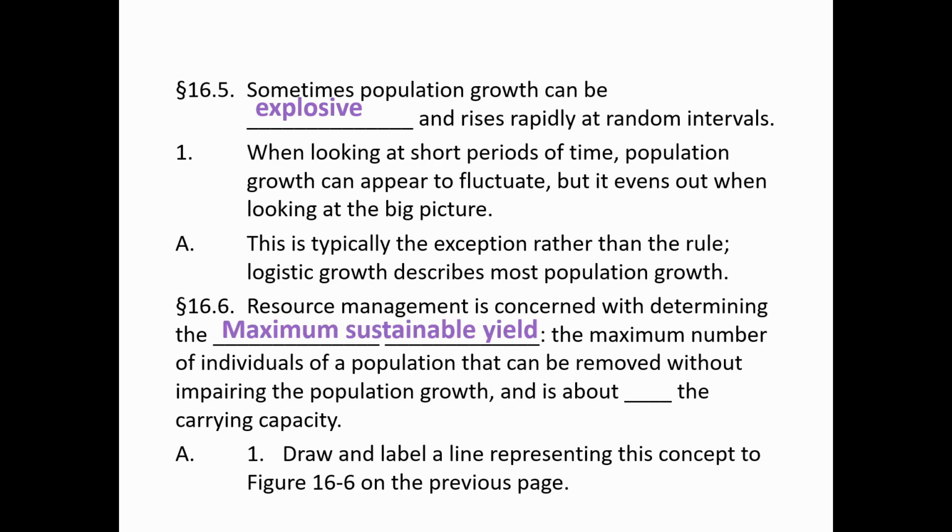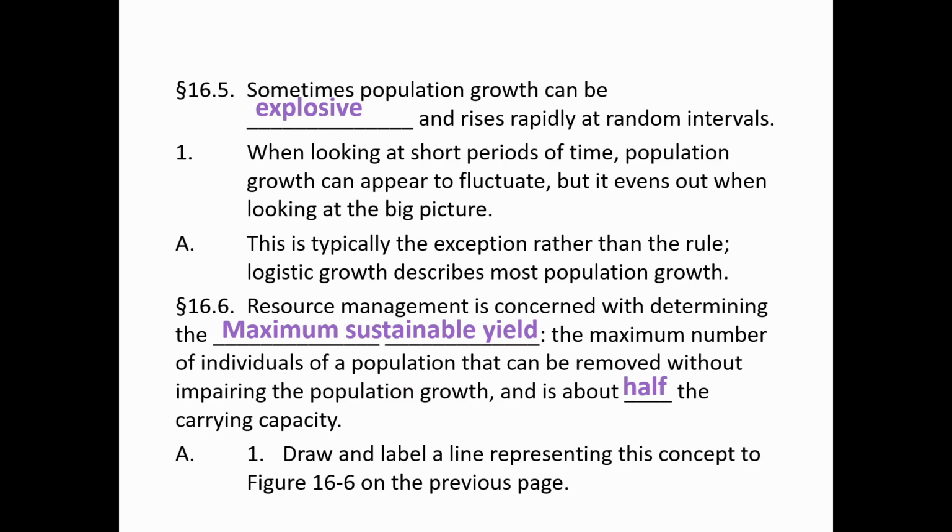Now, when it comes to resource management, there's a major concern with determining the maximum sustainable yield, or the maximum number of individuals of a population that can be removed without impairing population growth. And it's about half of the carrying capacity. Now, you're not going to draw anything, but this is something, especially when we look at fishing or hunting, things of that nature, when we pull individuals out of the ecosystem or out of the population, we don't want to pull too many out because we can end up crashing that population.